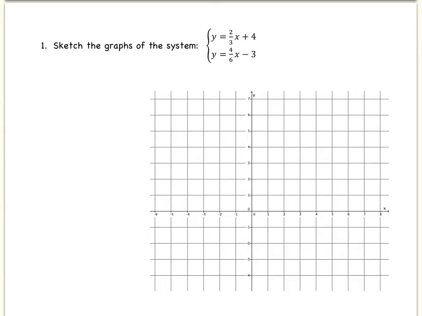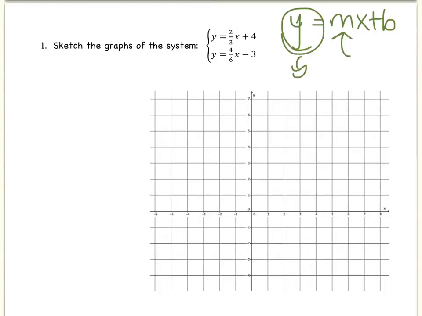x minus 3. So first thing, something that you guys have had a difficult time with is that we have to figure out how to graph it. Remember weeks ago, I showed you the equation y equals mx plus b. If it looks like y equals a line, you know that m is your slope and b is your y-intercept. And you can graph from there. So if you take a look, both of my equations are y equals, so I don't have to do any work. I can just label my m and my b right away.